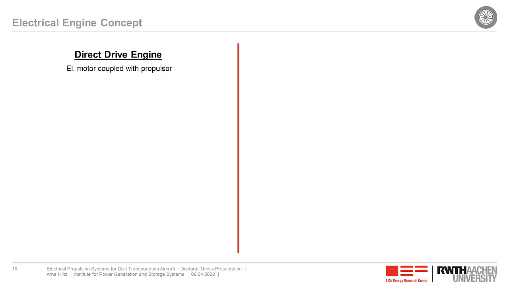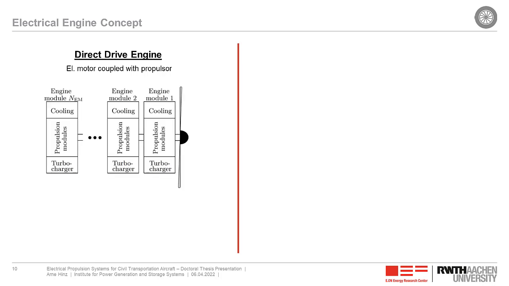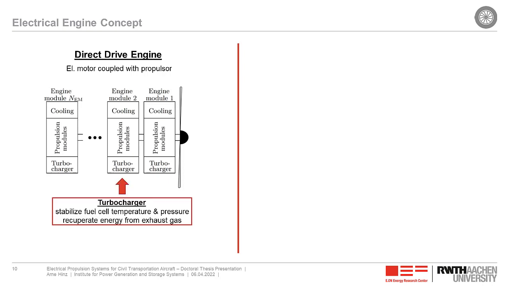The concept itself comes along with two variants. First, we have the direct drive engine, which connects the electrical motor directly with the propulsor. The engine itself splits into several engine modules, whereas each module has a cooling system, a propulsion module, so propulsor, a segmented low-speed electrical machine, and a turbocharger. The turbocharger has the task to stabilize the fuel cell temperature and pressure and to recuperate some energy from the exhaust gas.